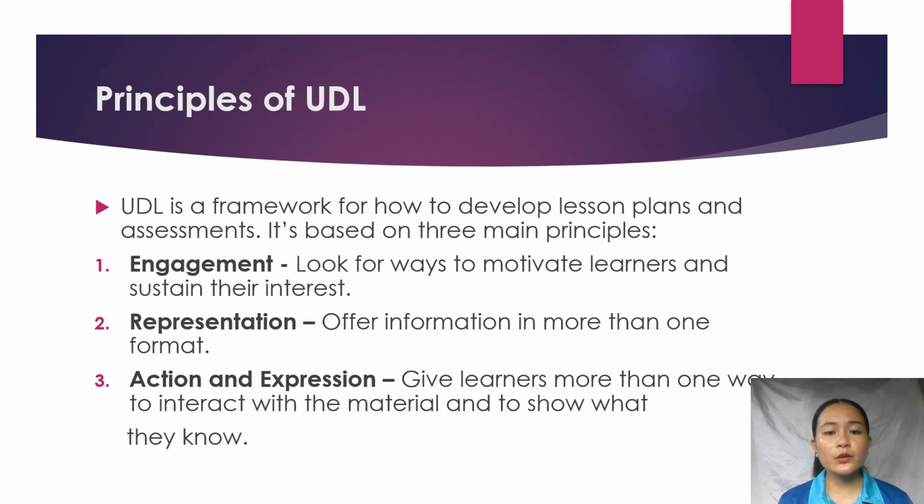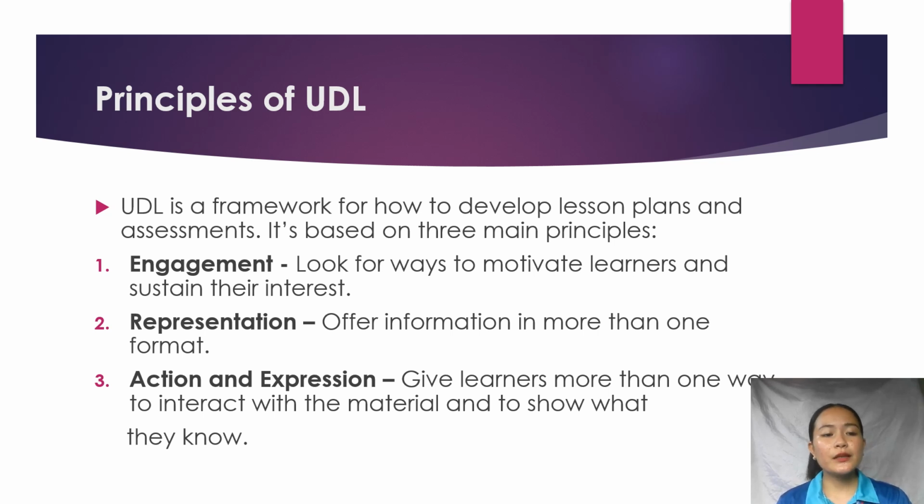First is engagement, or look for ways to motivate learners and sustain their interest. Here are some examples. First, let people make choices. Give assignments that feel relevant to their lives. Make skill building feel like a game and create opportunities for learners to get up and move around. Second is representation. Offer information in more than one format. For example, the instructor could provide a worksheet along with audio, which could be as simple as saying the written directions out loud, or a video showing how to solve one of the problems. And last is of course hands-on learning.